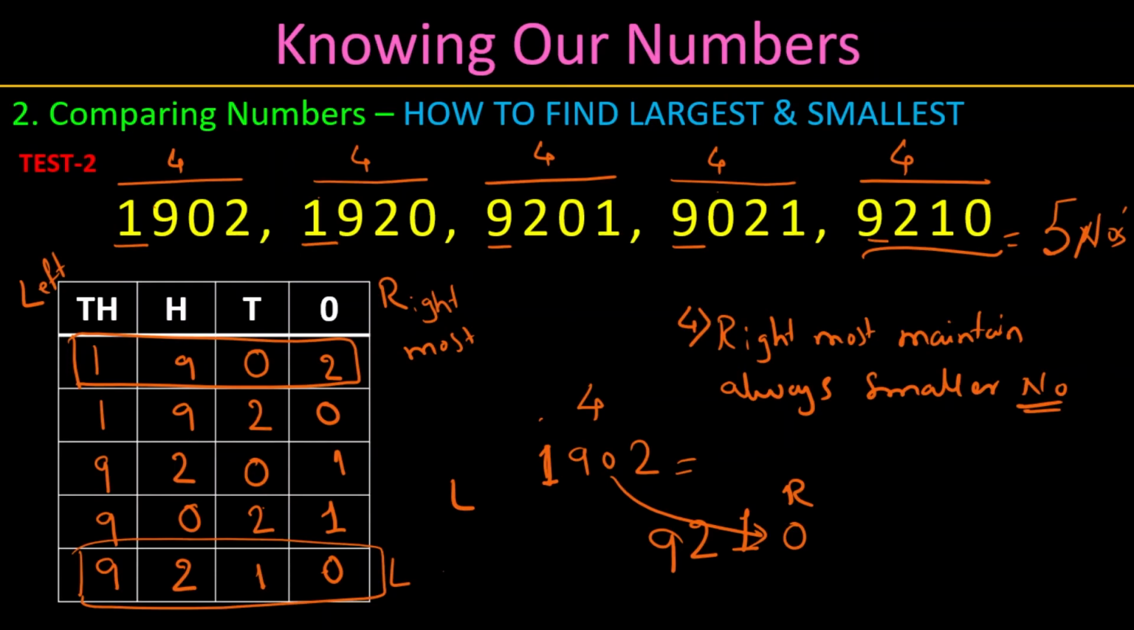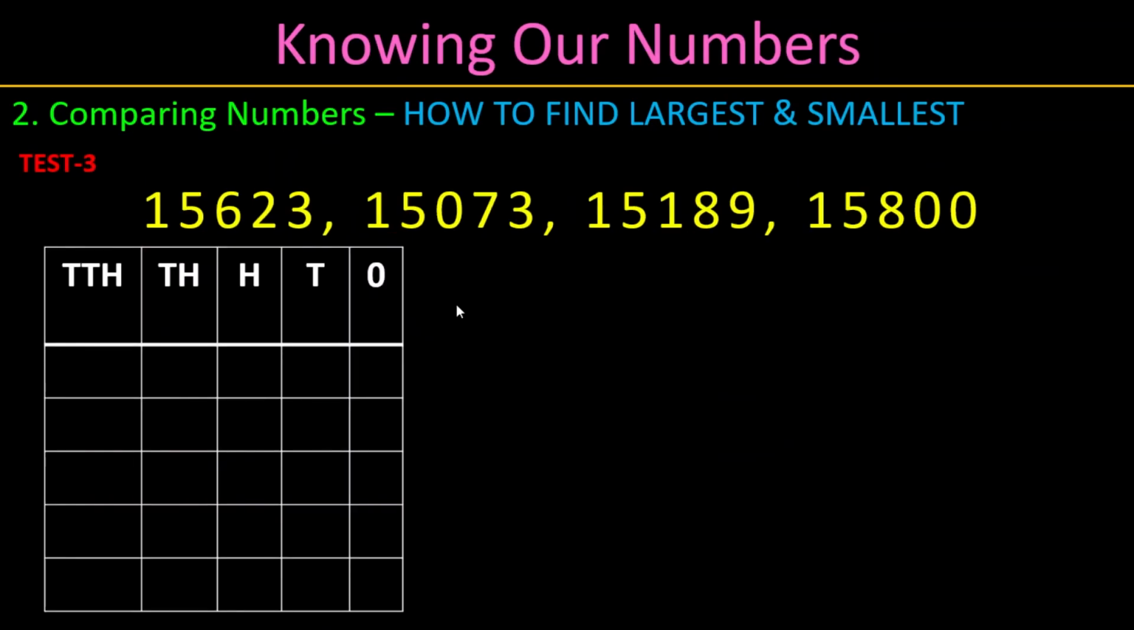Let's go to the next example. Here how many digits? Totally 5. Here totally 5 digits, all are 5. Previously all were 4, now all are 5 digits. Observe that everywhere the 4th and 5th digits are 15. So neglect these things at this moment.